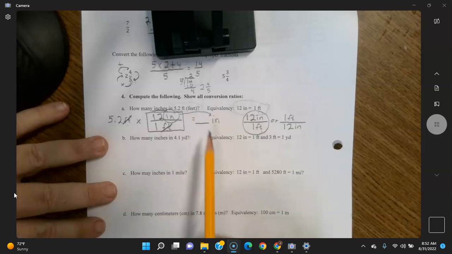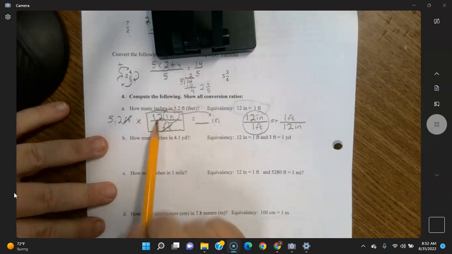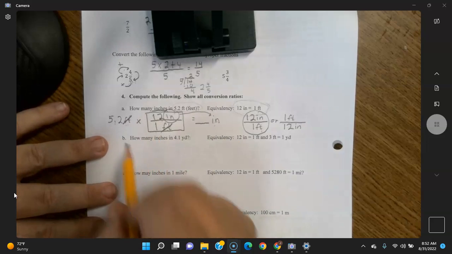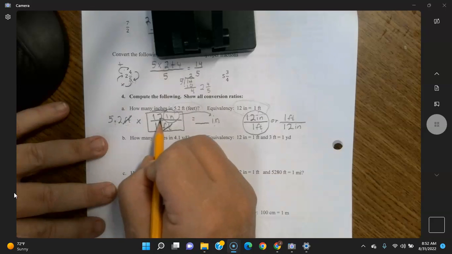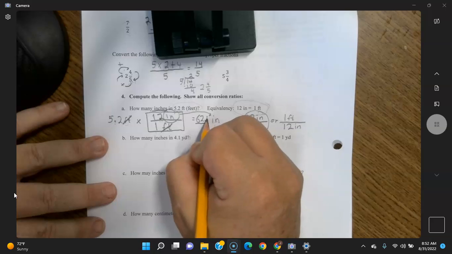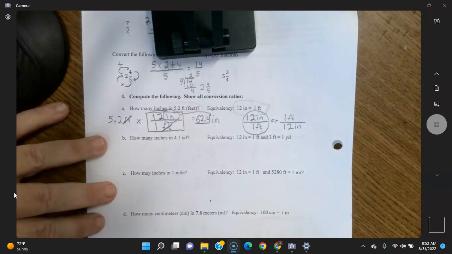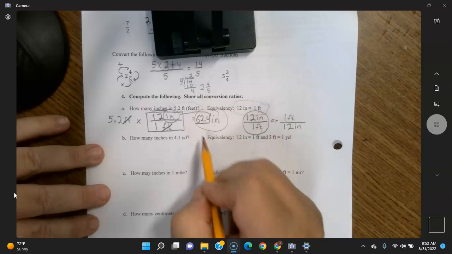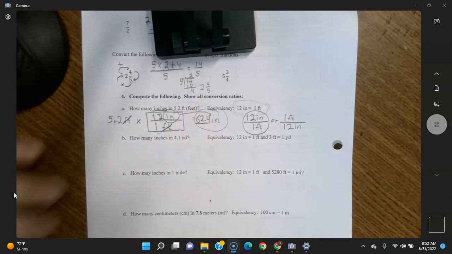Now that you have it set up correctly, though, you multiply everything on the top and divide by everything on the bottom. So 5.2 times 12 divided by 1 is 62.4, okay, is what we came up with. So that's your final answer. This times this divided by this.